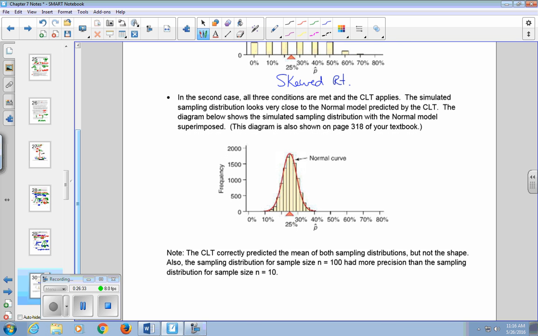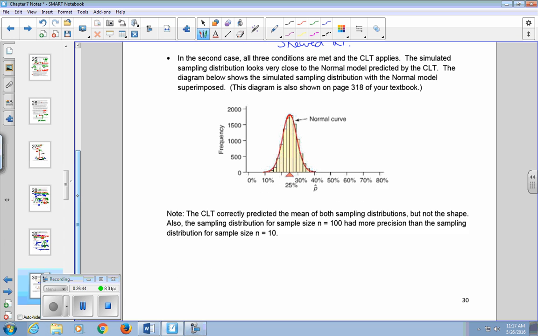Okay, so we've got our normal model here in red. That's that normal model on top. And we've got our simulated results. That's the histogram below it. And that provided a good fit. Again, that meant the central limit theorem correctly predicted what would happen if we ran the simulation.